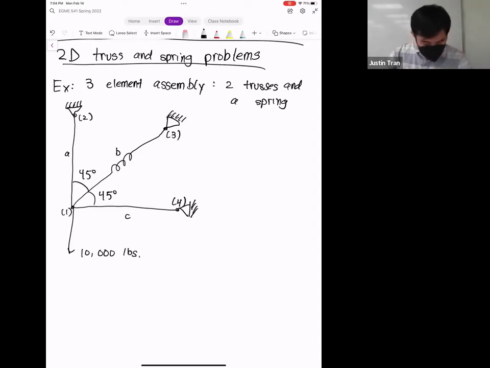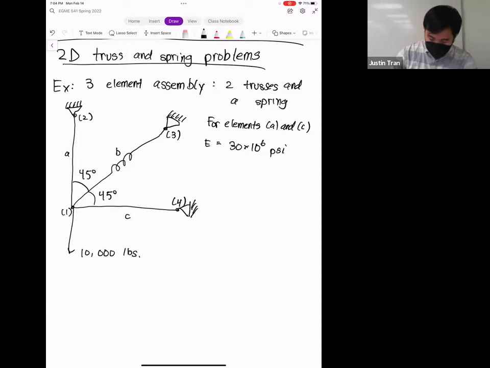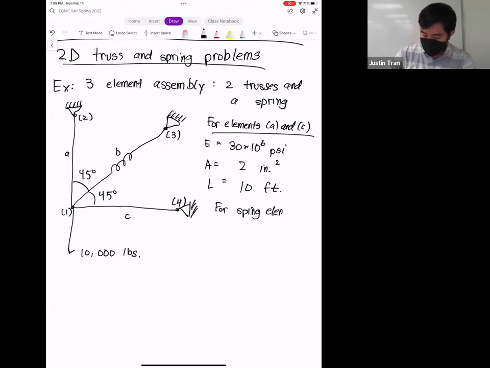All right, let's list out the properties of these elements, starting with the trusses. Elements A and C are going to be identical. They have a Young's modulus of 30 times 10 to the 6 psi. The area is 2 inches squared, and their length is 10 feet. For spring element B, we just have one property, which is the spring constant. The spring constant of element B is going to be 250,000 pounds per inch.